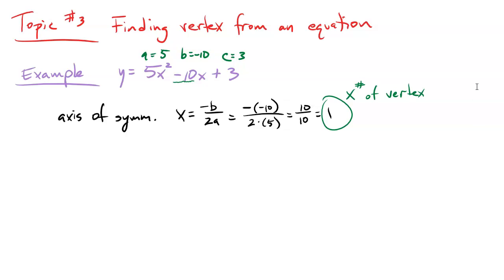Taylor, do you think you remember how to find the second number, the y number, if we know the x? That's right. How do we find the second number? So a vertex has two numbers. It has an x and a y. Do you remember how to find the second number?